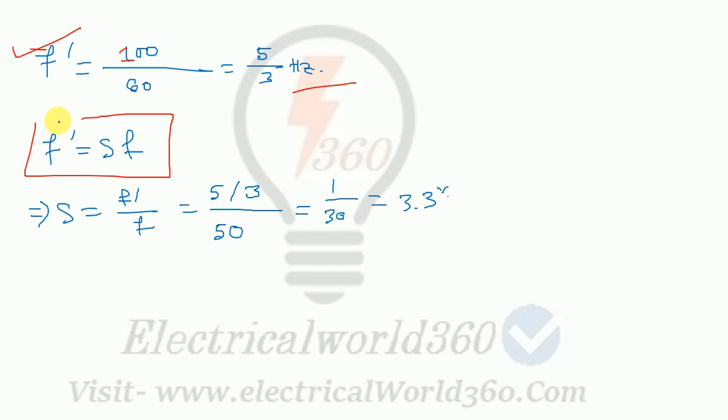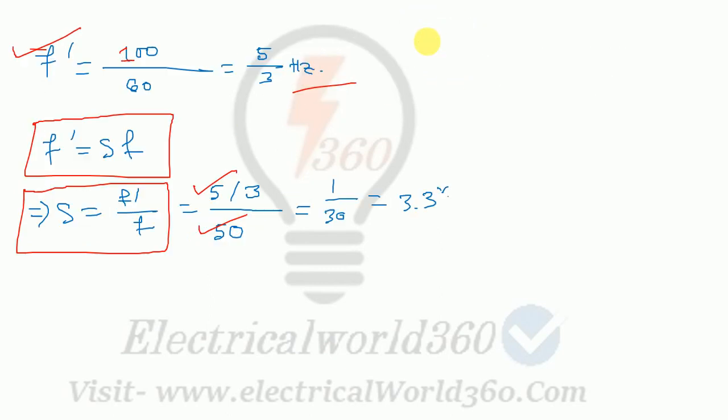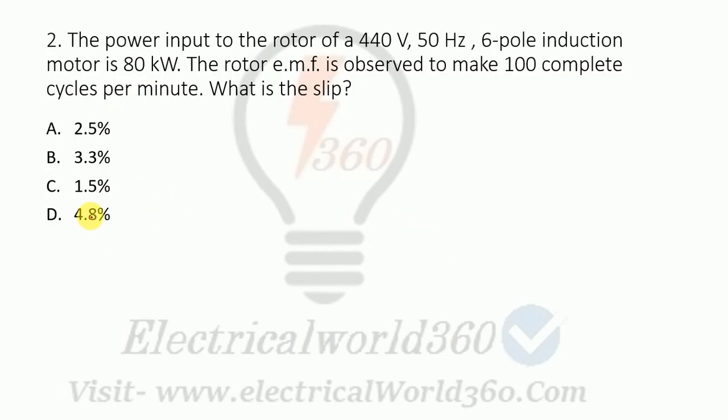As we know, the rotor frequency, that means f dash, is equal to slip into the supply frequency. So you can write it this way: slip is equal to the rotor frequency divided by the supply frequency. This is the rotor frequency, and the supply frequency is given in the question. So it will be 3.3%. Here you can see option B will be the right answer.